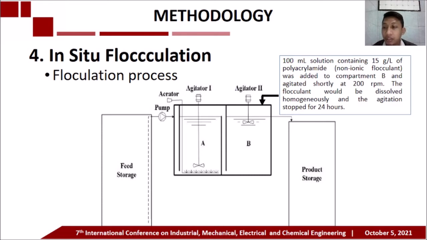While the continuous operation was running, flocculation occurred over the cell density. The next flocculation would be done when the cell density reached 1 multiplied by 10 to the power of 8 cells per milliliter or higher. The flocculation will be repeated at the suitable cell density until the fermentation process stops.